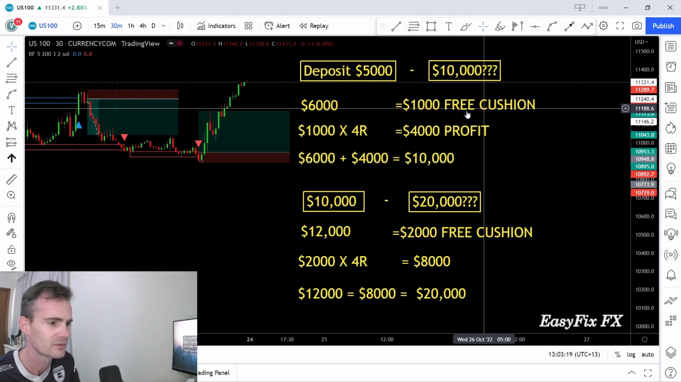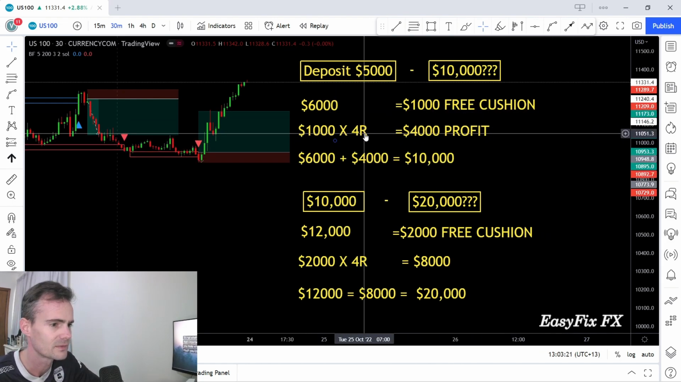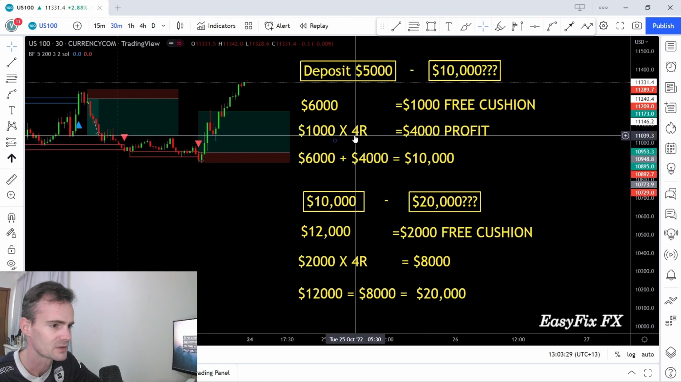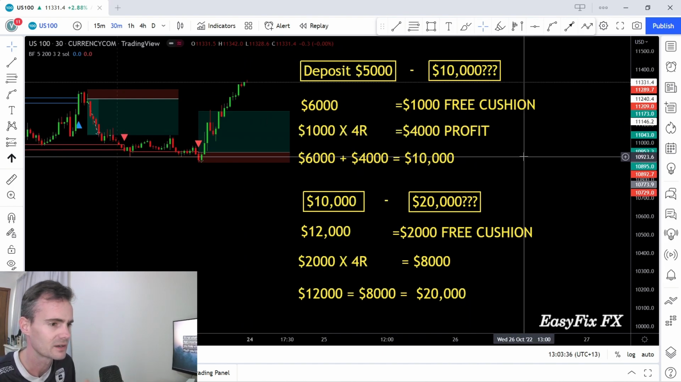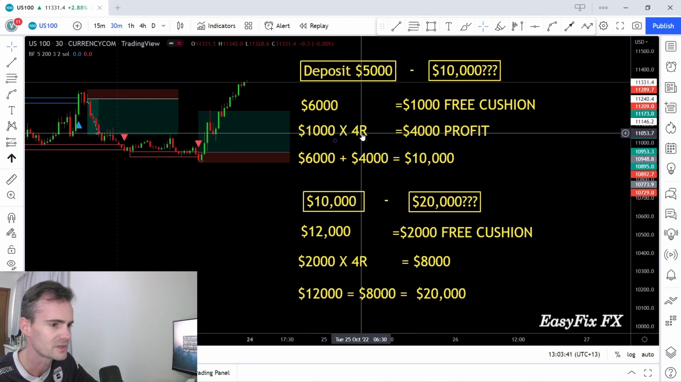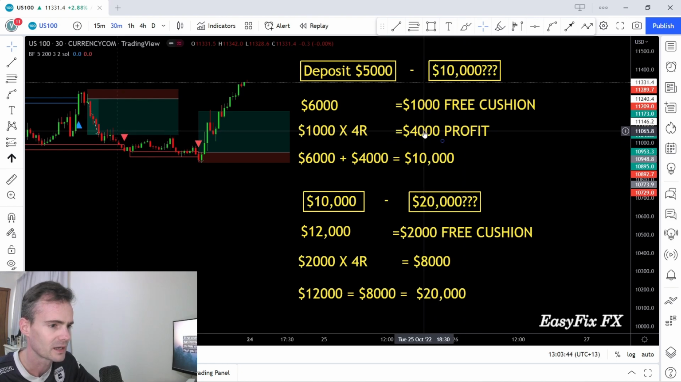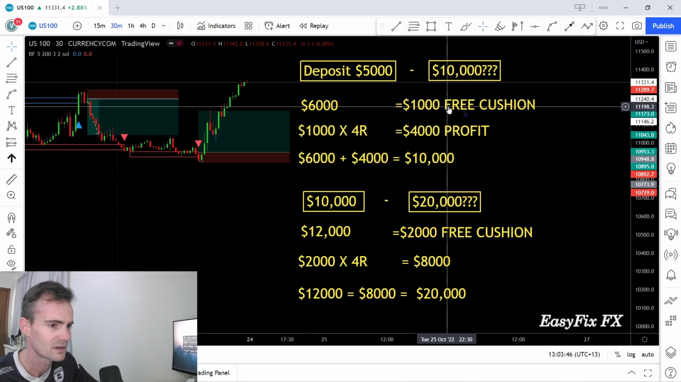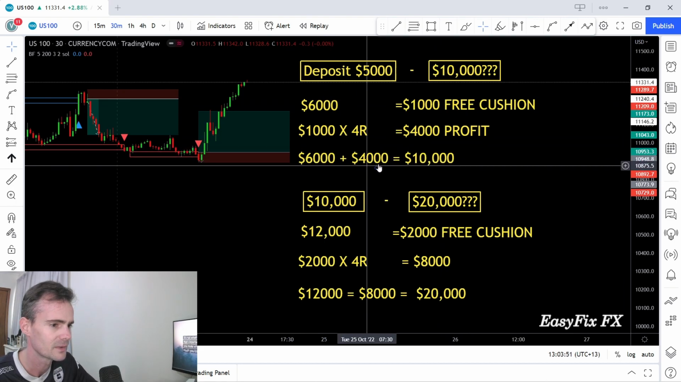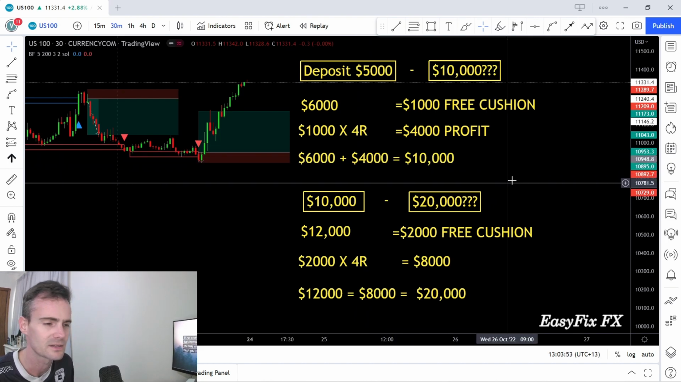Your free cushion is $1,000, and you're looking for a risk to reward of 1 to 4, so that you can change this $1,000 into a $4,000 profit. Your stop loss would be $1,000. It has to be a really good setup; you'd be looking for the best setup possible and a 4R return. That means you'd make a $4,000 profit from this $1,000 cushion. So you take the $6,000, add the $4,000 onto that, and now it's $10,000.